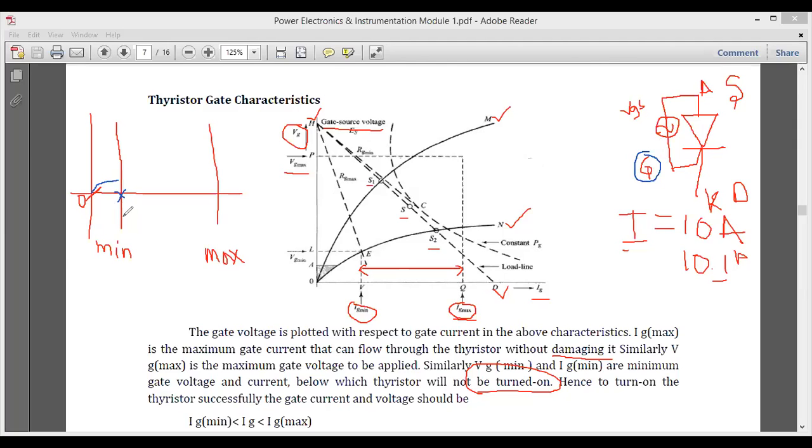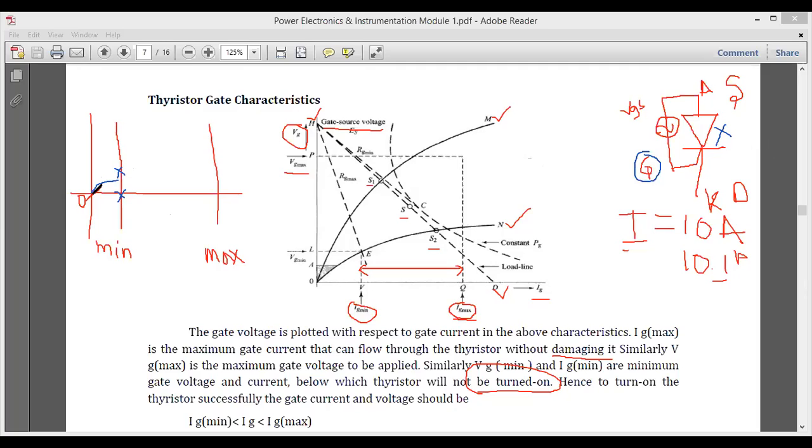If it is less than the minimum, then my SCR will not turn on. Or if I take with respect to the voltage, Vg minimum and Vg maximum, for example, let's say there is this point.